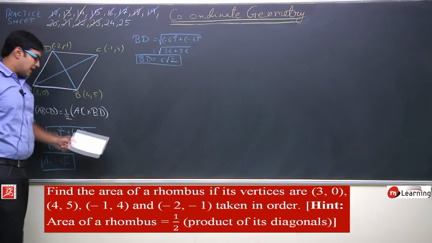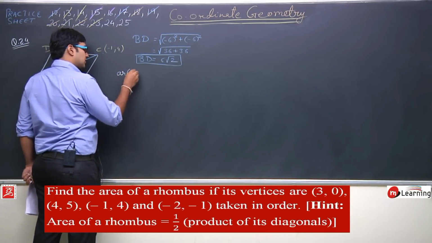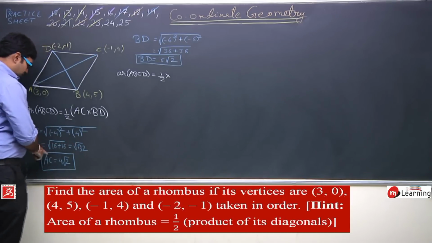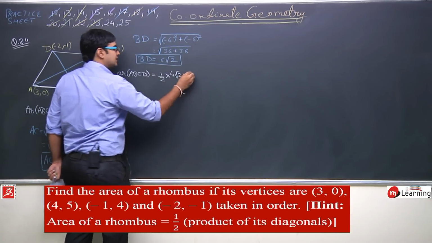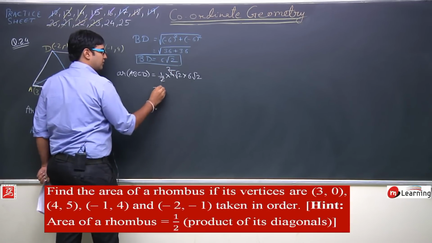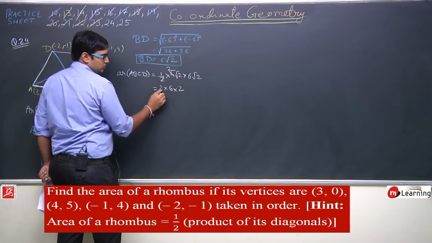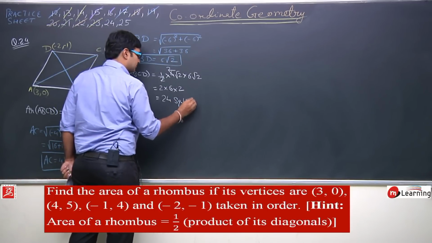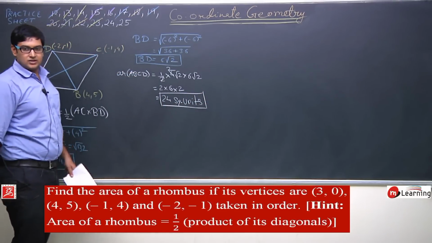Now you have BD, you have AC, so what will be the area of rhombus ABCD? The area of ABCD is equal to half of the length of AC, which is 4 root 2, and the length of BD, which is 6 root 2. So when you multiply, 2 2s are 4, it will be 2 into 6 into root 2 times root 2 is 2. So 2 into 6 is 12, 12 2s are 24 square units. So this is the area of the rhombus that we need to calculate.